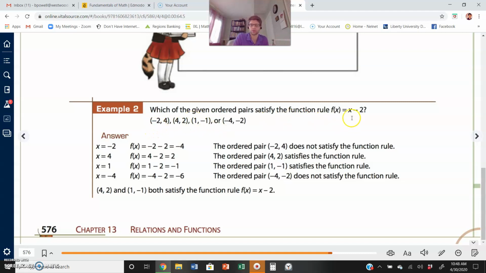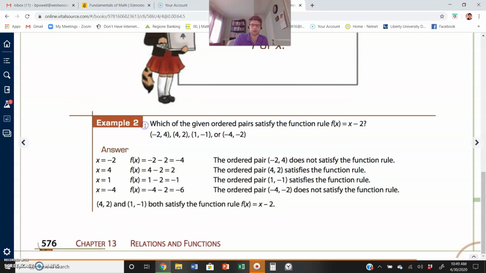Whenever we plug in negative 2, we put negative 2 here. It reads f of x is equal to negative 2 minus 2. We put negative 2 in for x. Negative 2 minus 2 is negative 4. Does that satisfy the pair? No, because the ordered pair was supposed to be negative 2, 4. But when we plug it in, we get a negative 4. So this does not satisfy the function rule. We don't get the y value that we want.